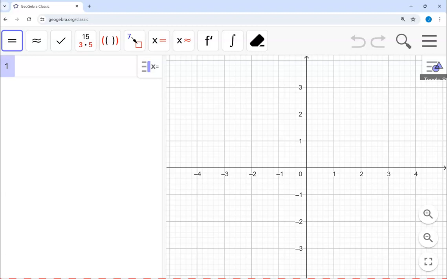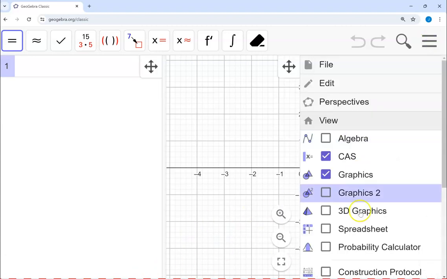So the site address is geogebra.org, and we want to use the classic version of GeoGebra, which for some reason they've taken off their main web page. But if you go to /classic, it'll go to that particular one. When you load it up, it comes up with what they call an algebra window and a graphing window. We're not going to use it for the graphing part for our purposes.